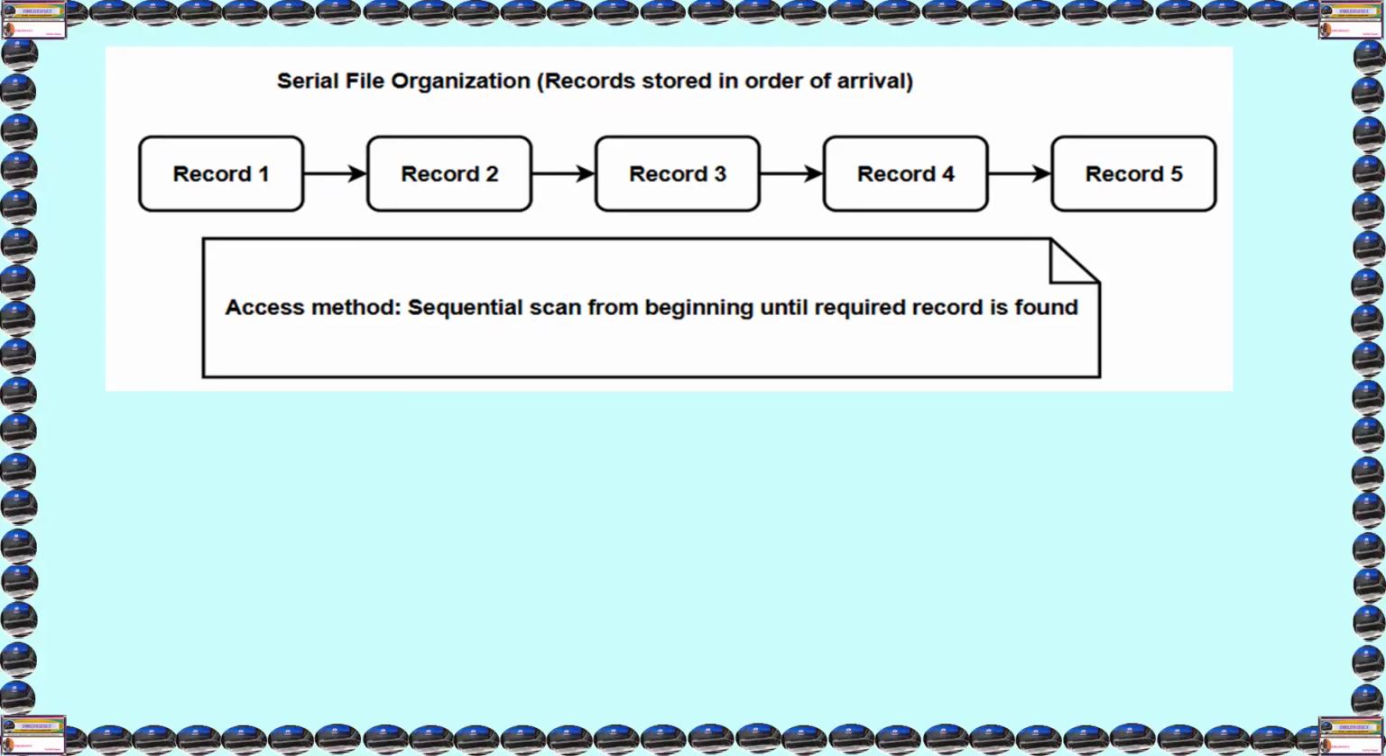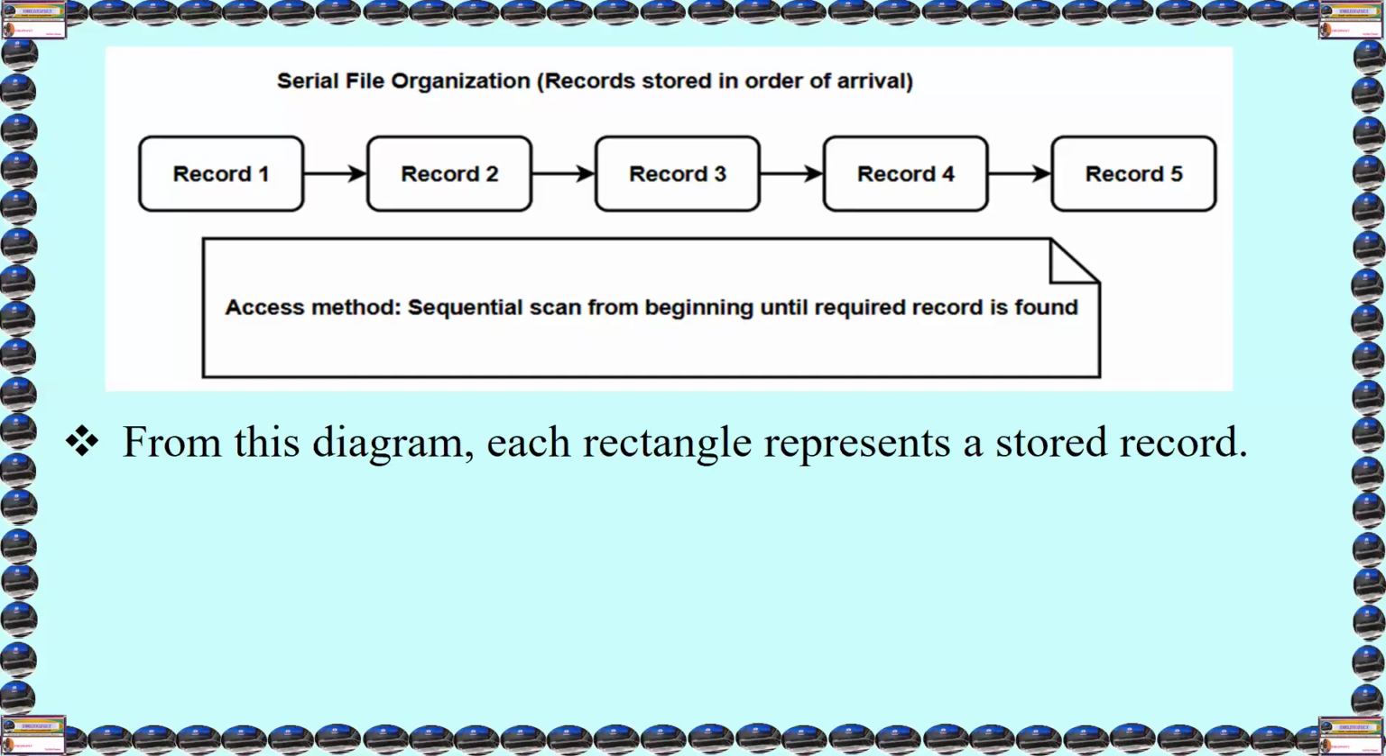is very simple, but of course, it becomes time-consuming when it comes to retrieving a record, because if you want to retrieve record number 4, you have to check for it beginning with record 1. Then you proceed to record 2, to record 3, until it is reached. And therefore, the access method is sequential, and this performs scanning from the beginning until the required record is found.